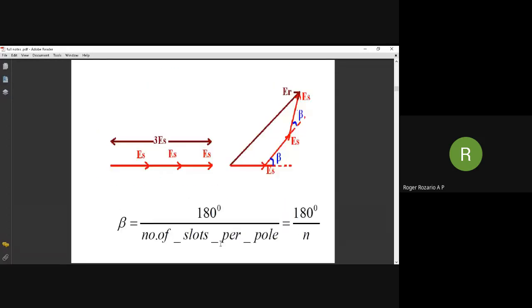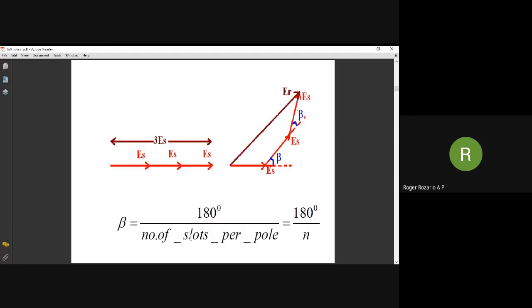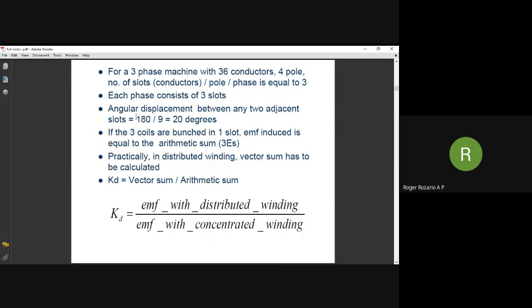So slots per pole was how much? Here the number of slots is also called as number of conductors. Don't get confused. The conductors 36 conductor இருக்கா, divided by 4 pole போடுறோமா, 36 by 4 எவ்வளவு? 9. இதை மட்டும் ஞாபகம் வச்சுங்க. N is conductors by pole. 36 by 4 is this n. So that is why 180 by 9. 180 by 9 is 20 degrees. So clear?